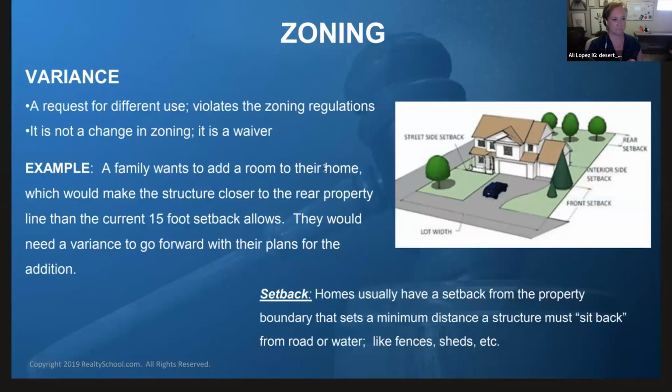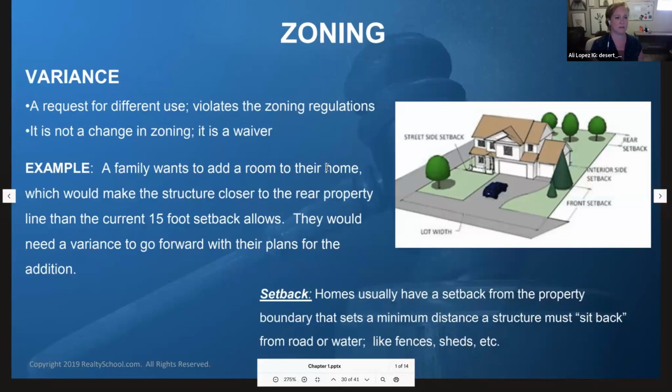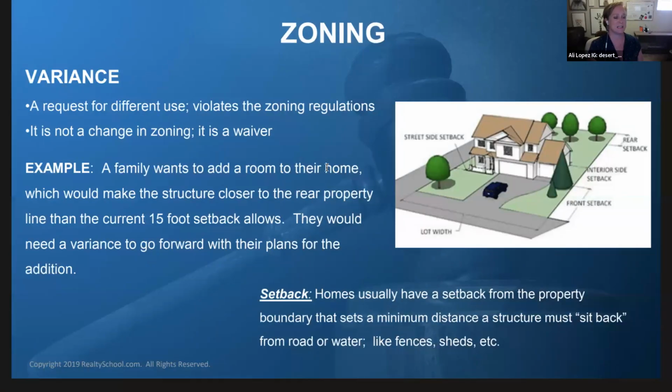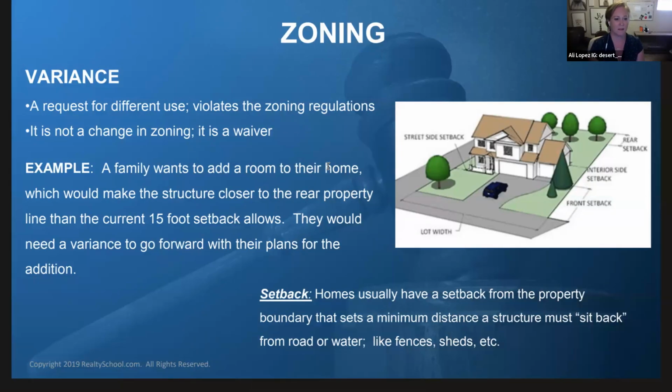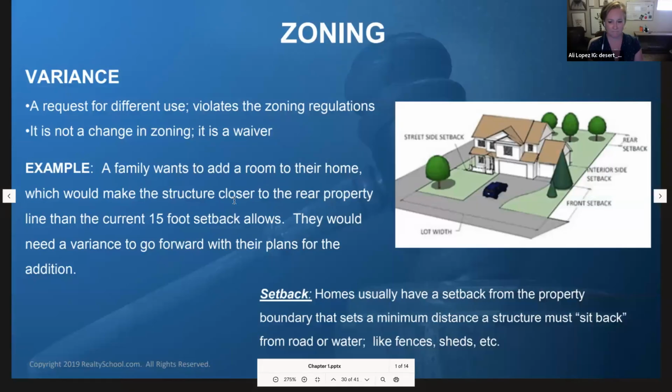A variance is a request for a different use. It violates the zoning regulations. It's not a change in zoning. It is a waiver. So the example that they're using here, a family wants to add a room to their home, which would make the structure closer to the rear property line than the current 15-foot setback allows. They would need a variance to go forward with their plans for the addition.